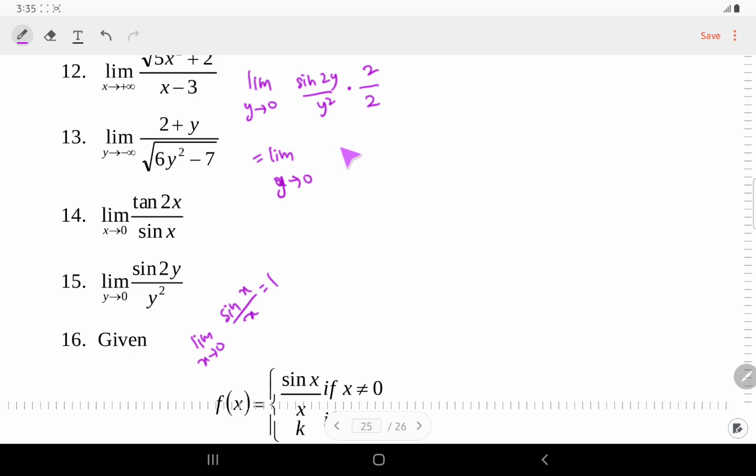Okay, then kita rearrange. Sin 2y. Bawah kita nak letak 2y, di mana kita ambil 2 kat sini, y kat sini. So the remaining term is 2 kat atas, dan kat bawah ada tinggal lagi 1y. Okay, so this term will become 1, using squeezing theorem. So 1 times limit of the remaining term, which is 2 divided by y. So the remaining term is limit y tends to 0, 2 divided by y.